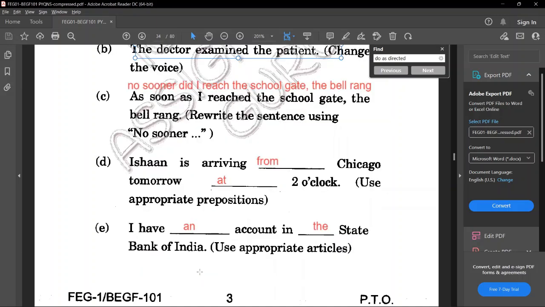Next, I have blank account in blank State Bank of India. Use appropriate articles. I have explained articles already, so I'm going with the answer. I have an account, since it starts with a vowel. So an in blank State Bank of India. In the State Bank of India because it's a specific one.